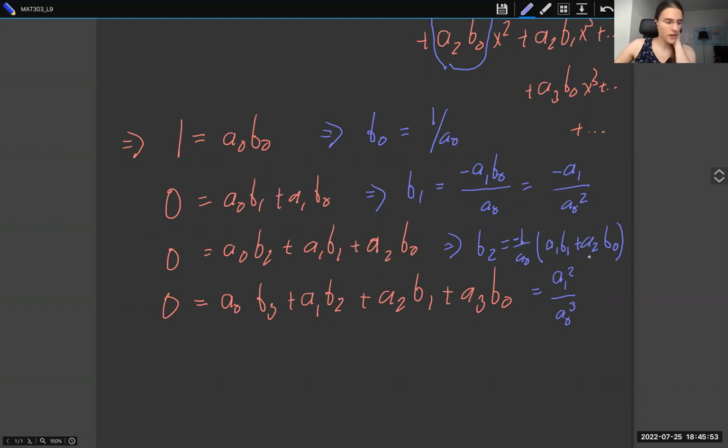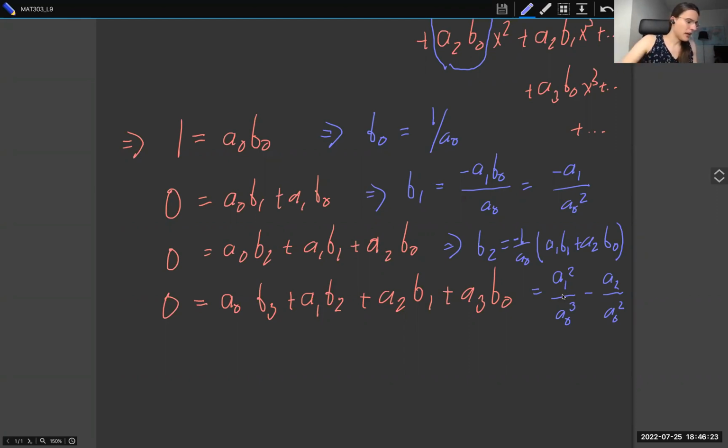And then here, what we're going to get is A2 times 1 over A naught, so minus A2 over A naught squared. Anyway, so in general, the point is that you can solve these equations. You solve them one by one, right? However, that's not how we're actually going to do this. We're not going to do this general formula and then get the coefficients. You see that it gets a bit messy after a while.